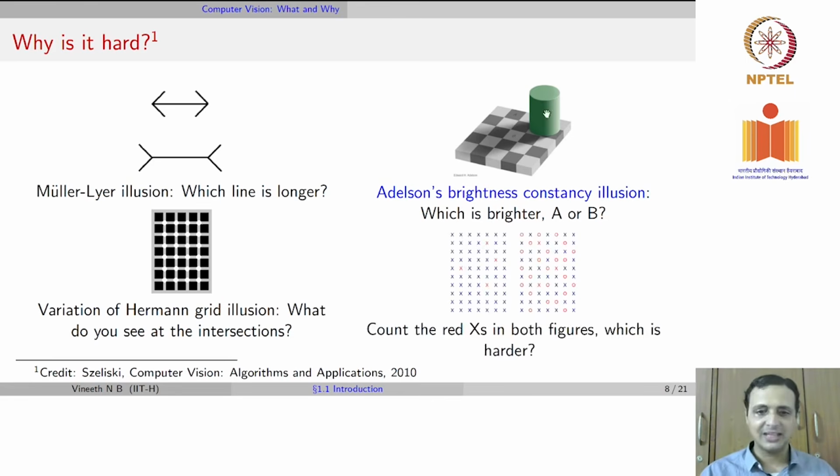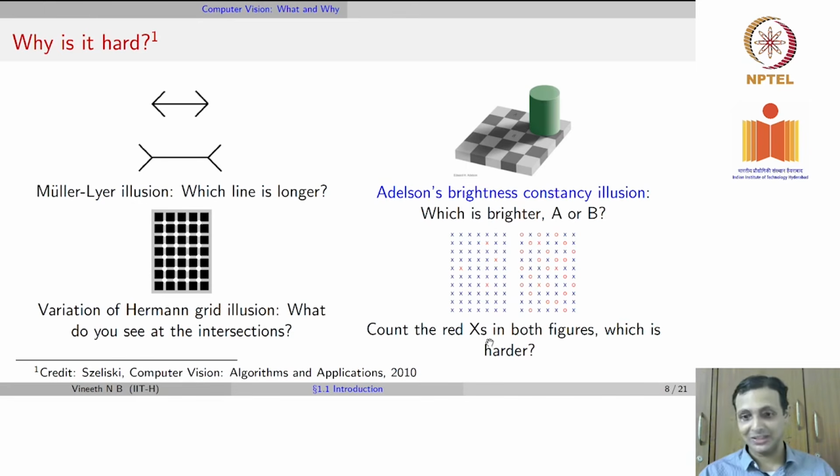And finally, this is an example where you have two sets of crosses. So on the left part, you have a bunch of red crosses. On the right part, you again have a bunch of red crosses. And the task for you is to count the red crosses in both figures. Okay, I'll let you take a moment for that.